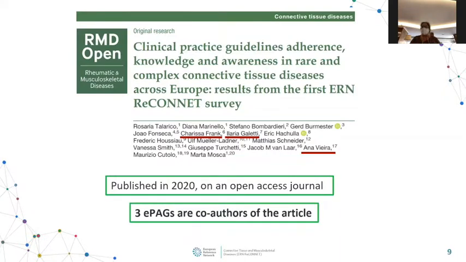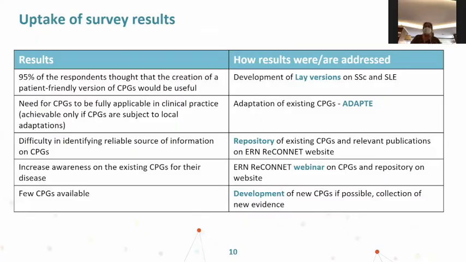Then we have published the results on RMD Open, of course, an open journal. And you can see that 3 ePAGs are listed as co-authors of the article: Charissa Frank, Anna Viera, and myself. You will see the evolution also of this subtopic of the good practice, and Silvia will show it to you. Anyway, already in 2020, ePAGs were listed as co-authors.